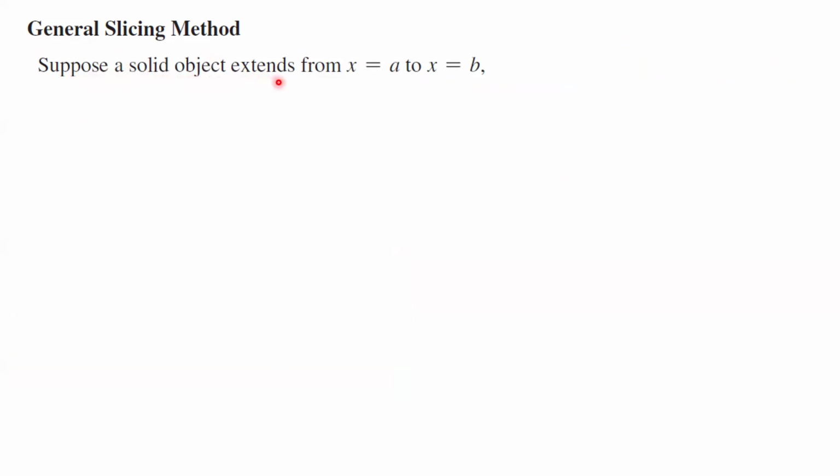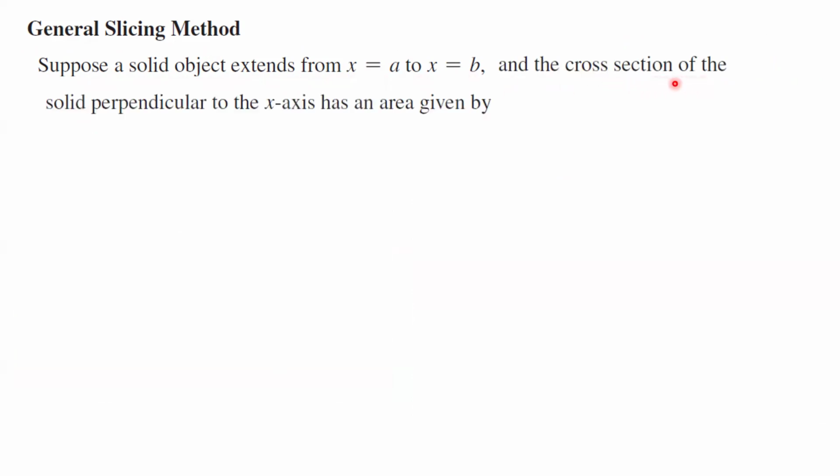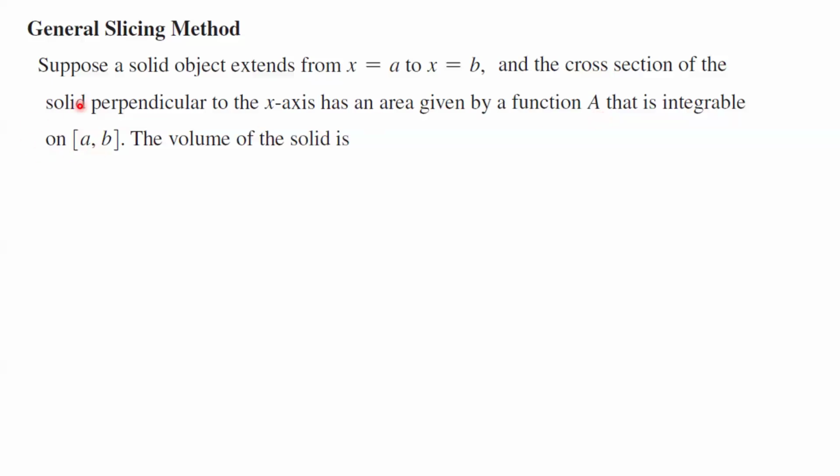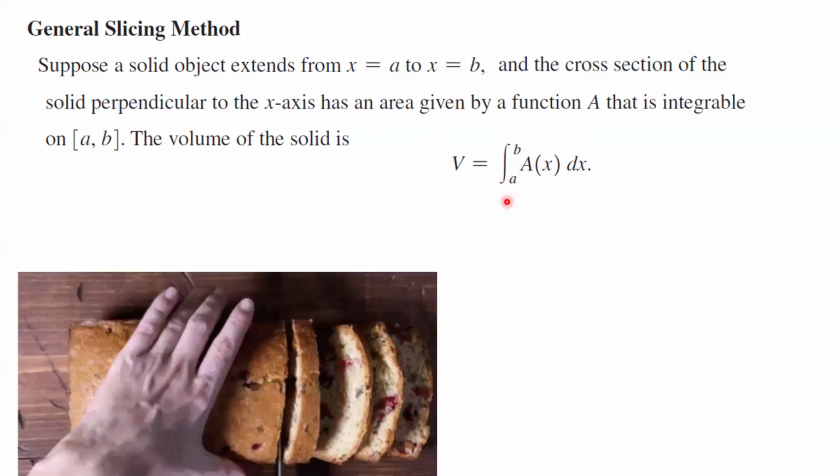Suppose a solid object extends from a to b on the x-axis, and the cross-section of the solid perpendicular to the x-axis has an area given by a function A that is integrable on the closed interval a to b. Then the volume of the solid is the definite integral of this area A of x dx, where x ranges between a to b.